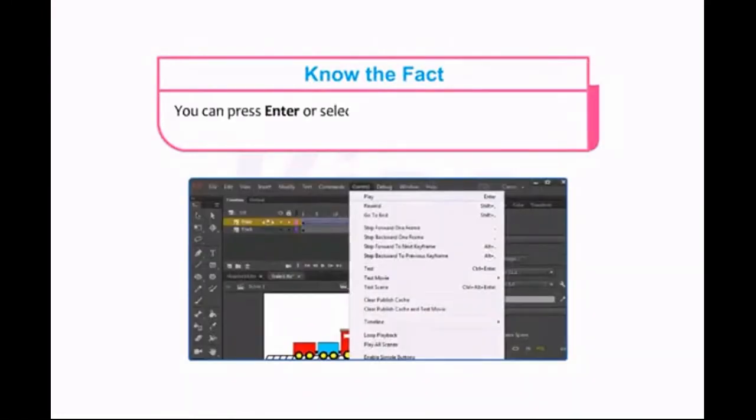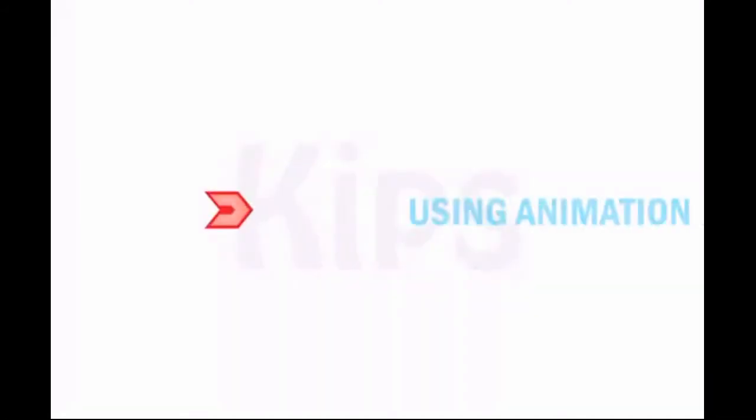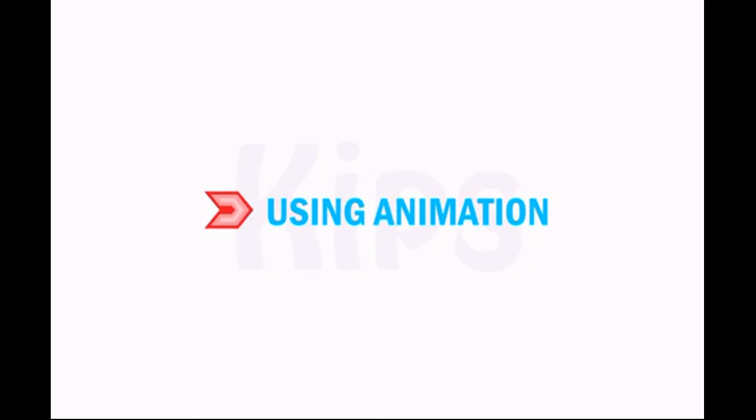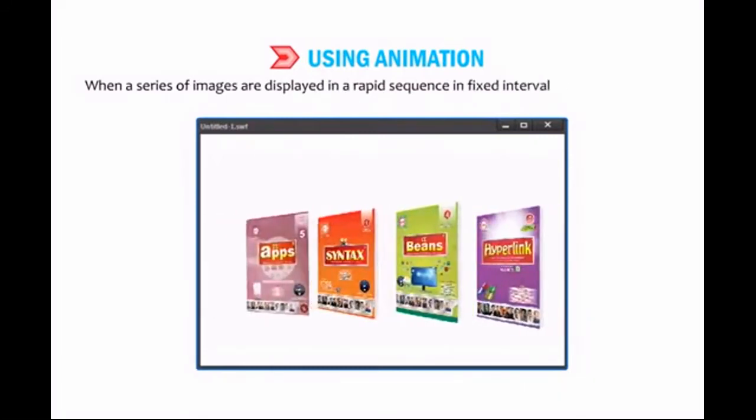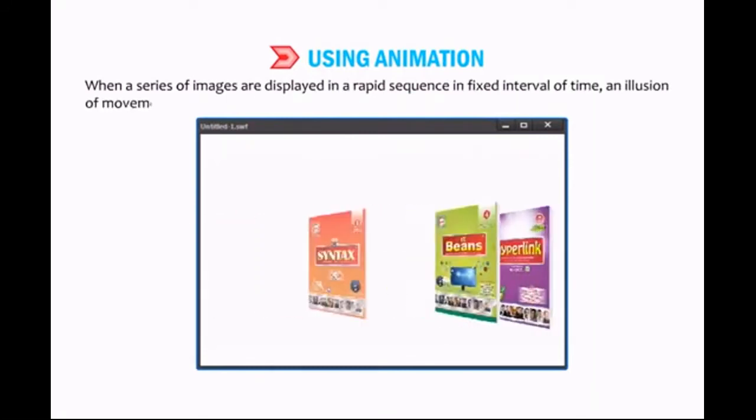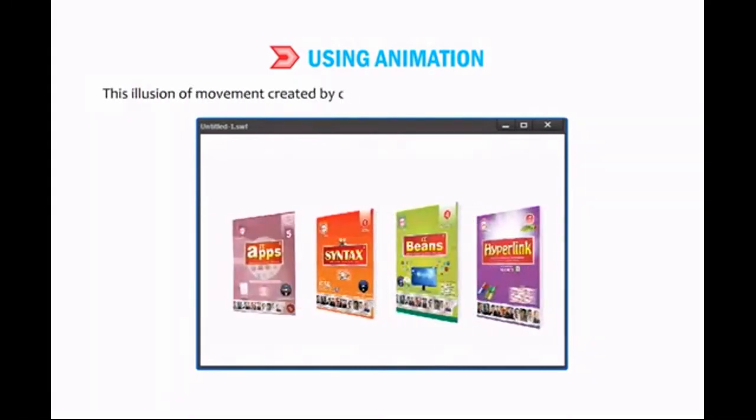Students, let us know more. You can press Enter or select Ctrl, then go to Play option to play back or preview the animation. Alright, now let me tell you how to use the animation. When a series of images are displayed in a rapid sequence in fixed interval of time, an illusion of movement is created. This illusion of movement created by quick transition of images is termed as animation.